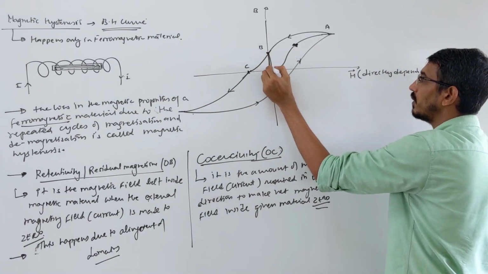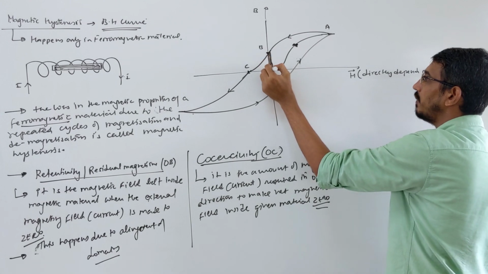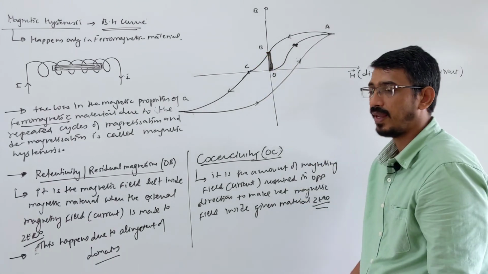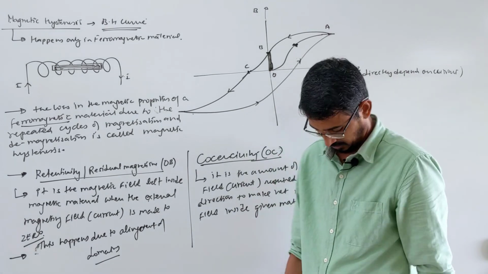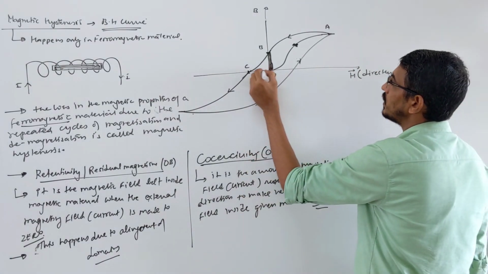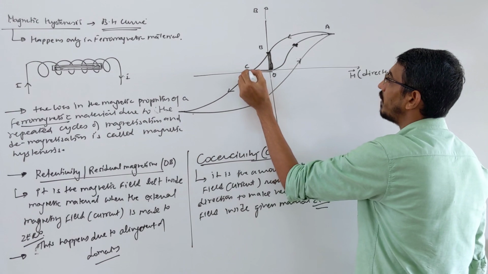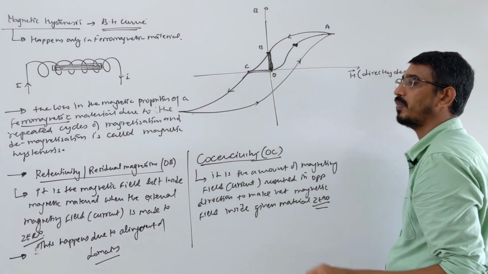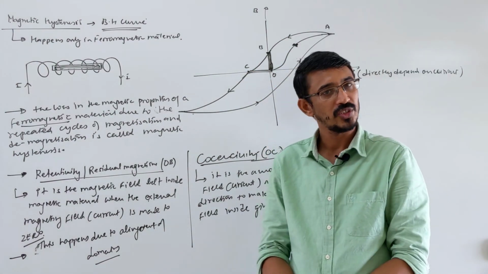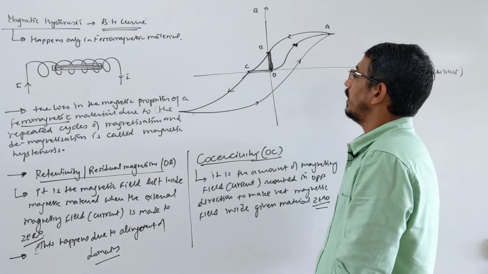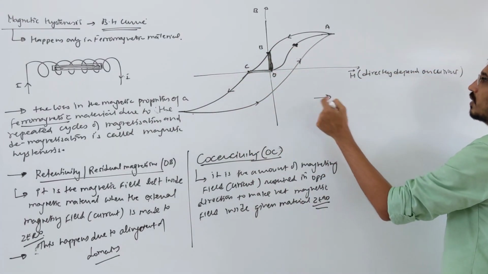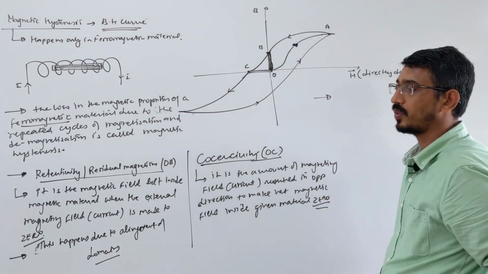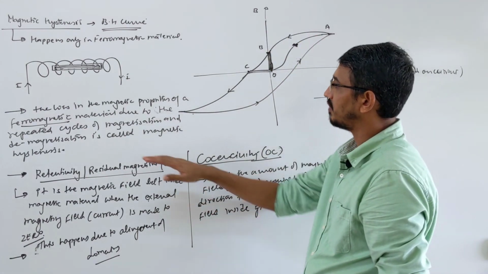OB is called what? Retentivity. The amount of magnetic field left inside that material when the magnetizing field is made zero. Correct. And OC is the amount of magnetizing field or current required to make the net magnetic field inside the material zero. If you watch carefully, this graph is very important, because this closed graph of B and H is a main definition.